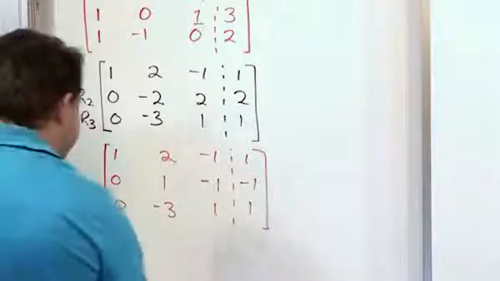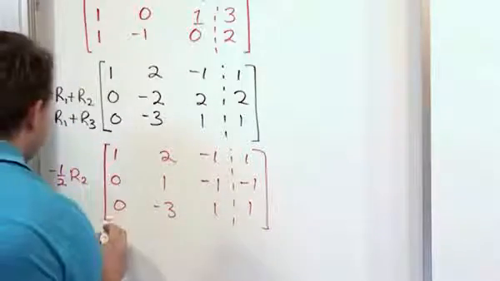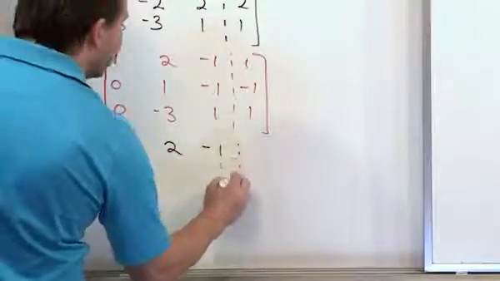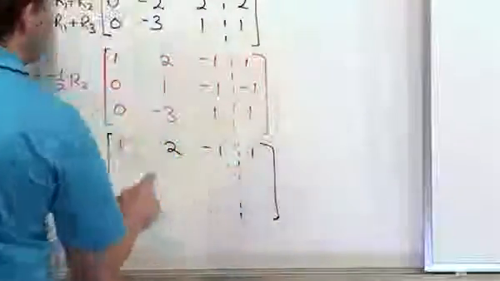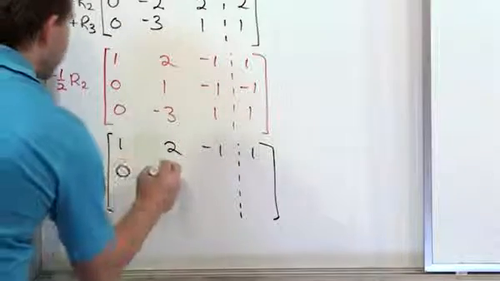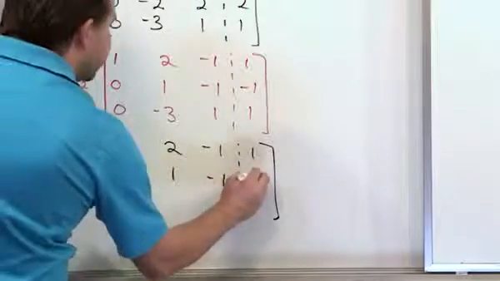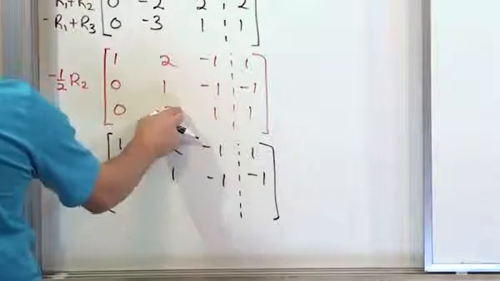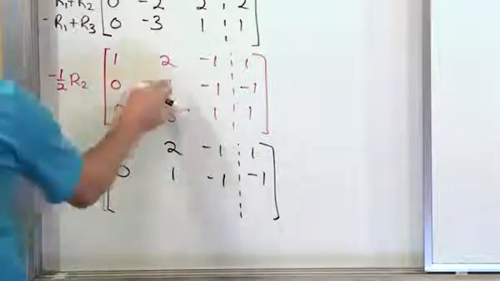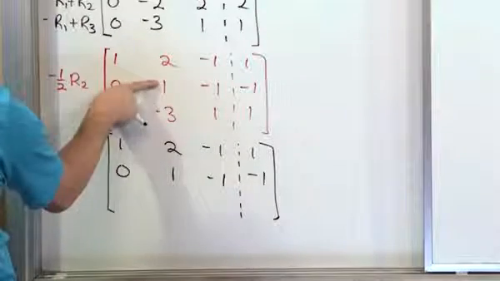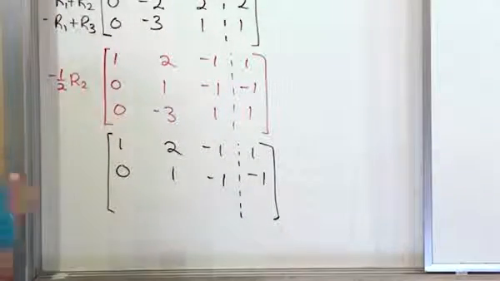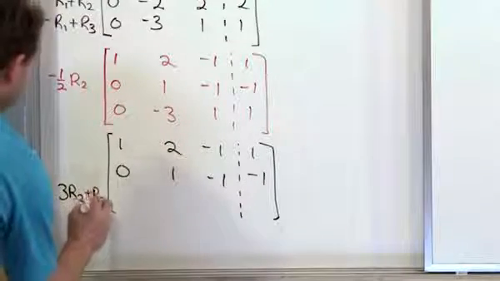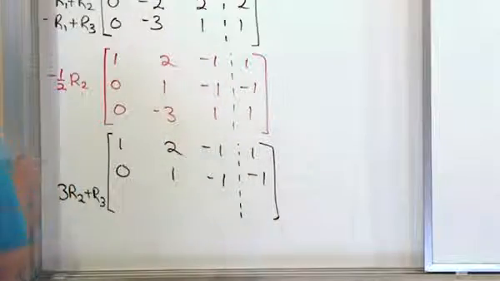All right, now that I've achieved success in that, what I want to do next is leave the top row alone. 1, 2, negative 1, 1. The middle row I also want to leave alone. 1, 0, 1, negative 1, negative 1. And then what I want to do is make this guy a 0 under there, and I'm going to do that by multiplying this times 3, positive 3, and adding it to here. So the way I'm going to write that is 3 times row 2 plus row 3. 3 times this middle row times the third row.